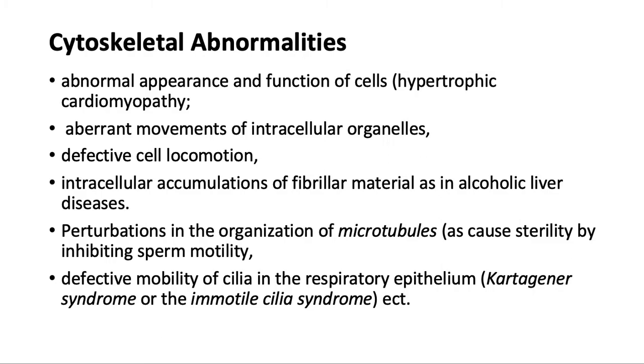defective cell locomotion, intracellular accumulations of fibrillar material as in alcoholic liver diseases, perturbations in the organization of microtubules as a cause for sterility by inhibiting sperm motility, and defective motility of cilia in the respiratory epithelium, like in Kartagener syndrome or the immotile cilia syndrome, and others.